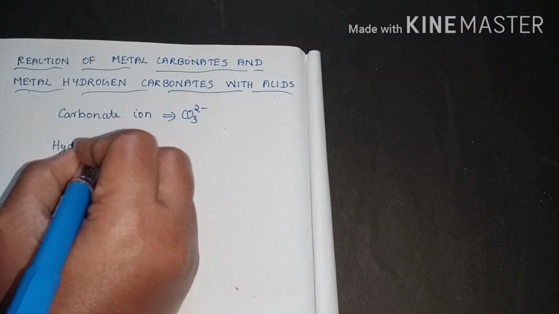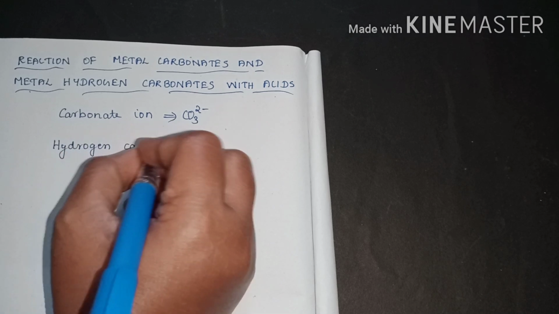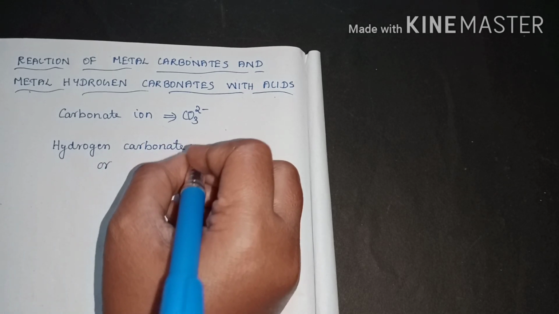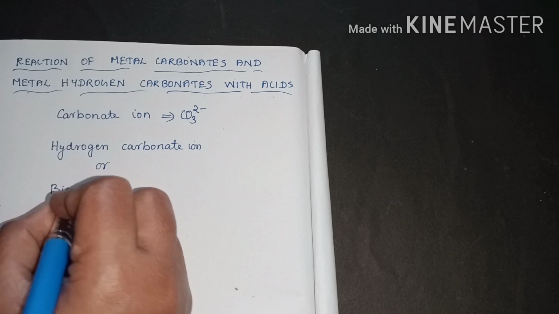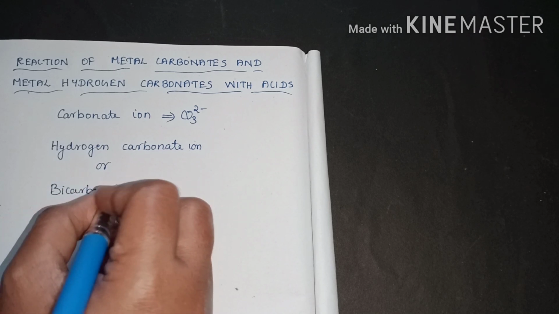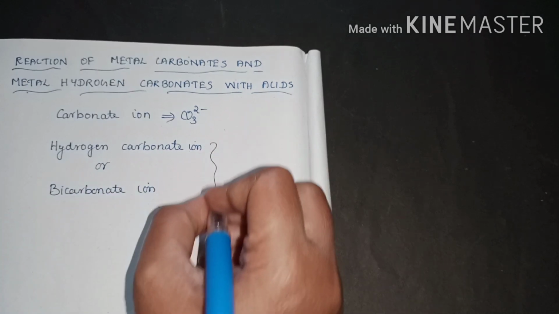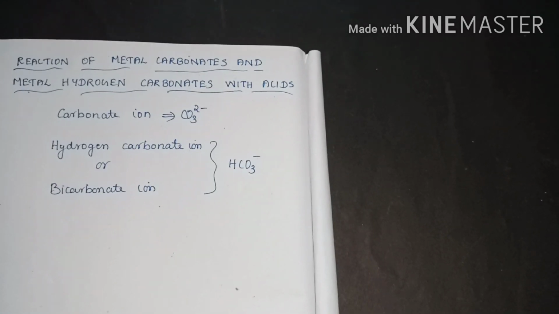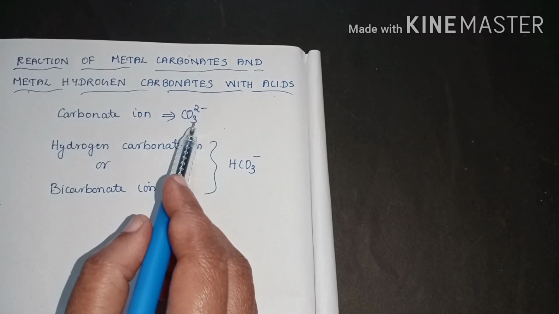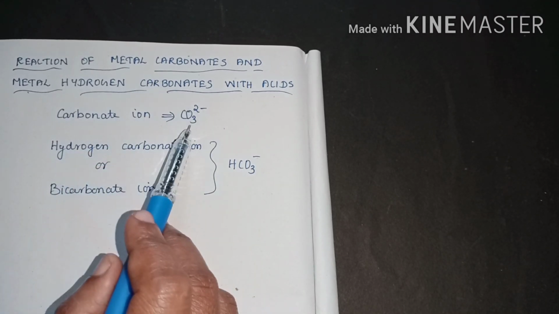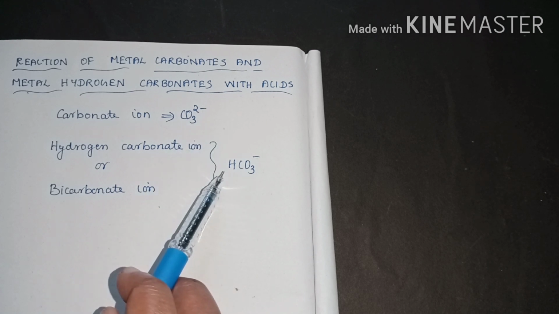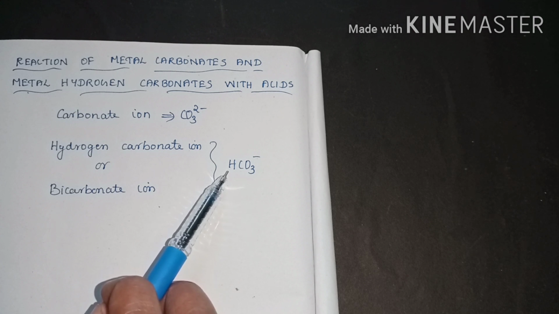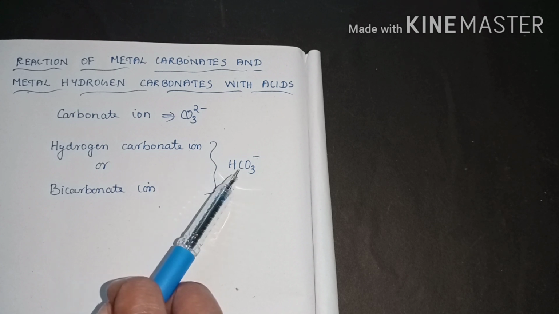What is the formula of bicarbonate or hydrogen carbonate ion? Hydrogen carbonate ion or bicarbonate ion. Its formula is HCO3 minus. Metal carbonates are formed by the combination of metal and carbonate ion. Metal bicarbonate or metal hydrogen carbonates are formed by the combination of metal and bicarbonate ion or hydrogen carbonate ion.